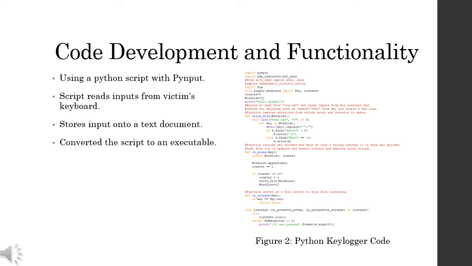For the code, the script was developed using Python and the library package pynput. As shown on the slide, the code opens the listener and searches for key inputs. This reads the victim's keystrokes and modifies them into a more readable format before storing them in an array and sending them out to a text document.